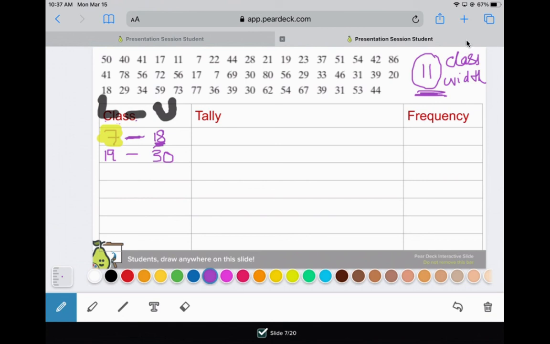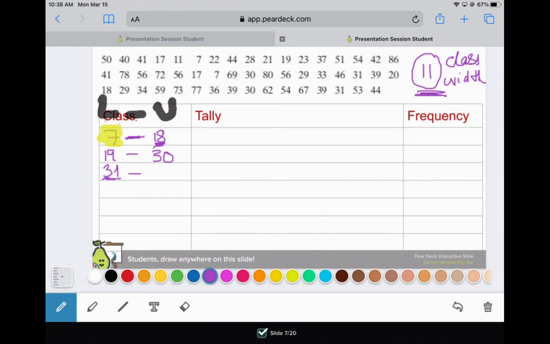Here's a question for you. Anyone want to guess what my next lower limit number will be, based on what I just had for my second class? 31? Yes, Hilden, that is correct. 31. Yes, Oscar, that's correct. 31.